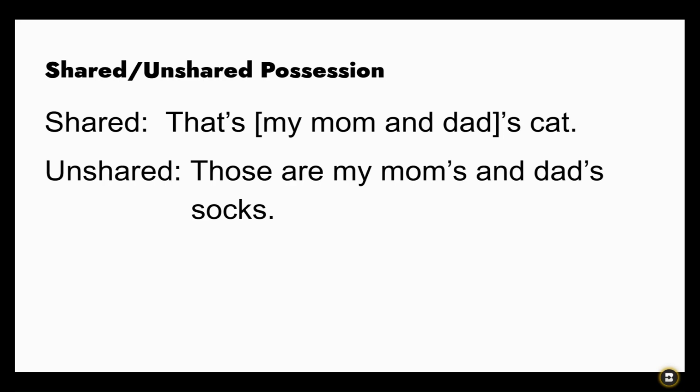With unshared possession, each individual person has their own thing that they own. So we show that by putting an apostrophe S on each word. So those are my mom's and dad's socks. Mom has separate socks. Dad has separate socks. All right, let's take a look at the exercise.